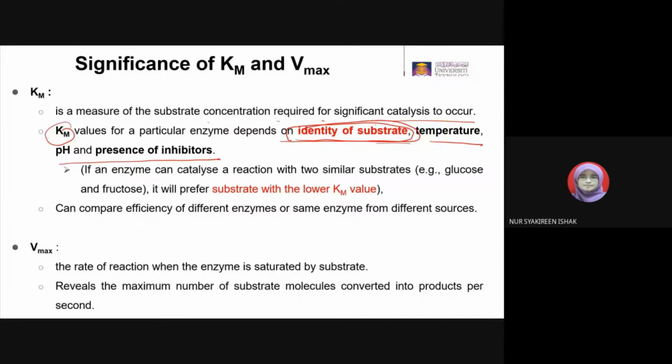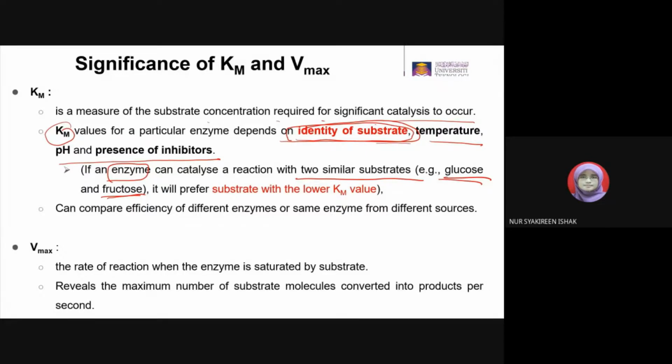For example, if an enzyme can catalyze a reaction with two similar substrates, such as glucose and fructose, we already learned the carbohydrate chapter the other day. Glucose and fructose are isomers of each other. They are structural isomers.